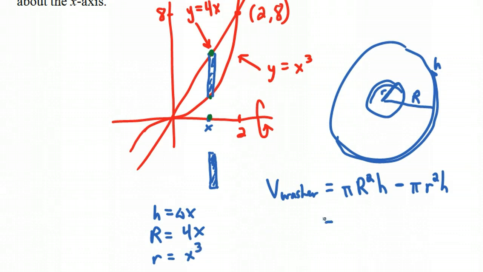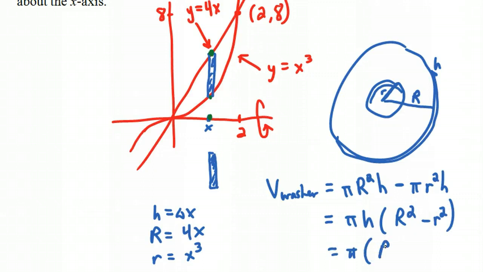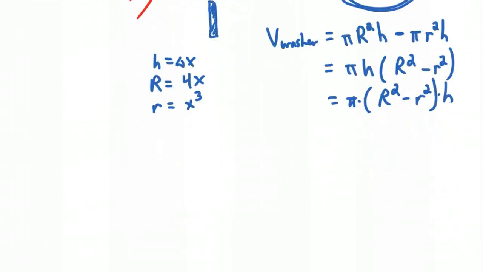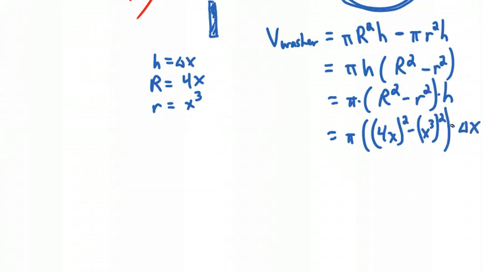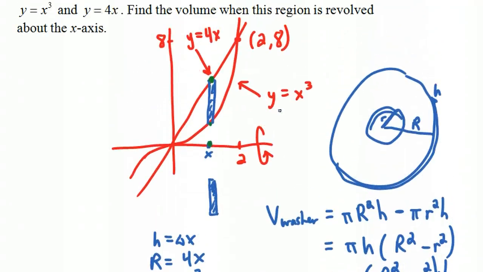Now plugging this into our formula, before we plug in, let's simplify it a little bit. Both of these two terms have a pi, and they both have an h. So let's factor out the pi and the h. We're left with a big R squared minus little r squared. And I usually like to put the h on the end. You'll see why in just a second. If we plug in the values that we have for h and big R and little r, we end up with pi times 4x squared minus x cubed squared times delta x. That gives the volume of that one thin little washer.